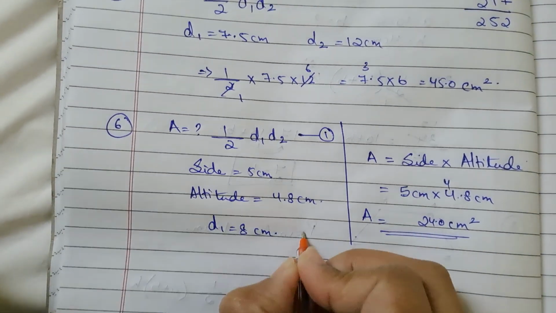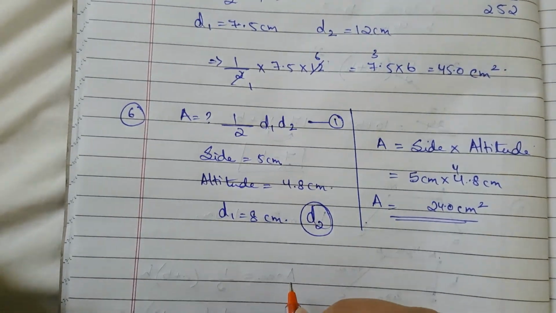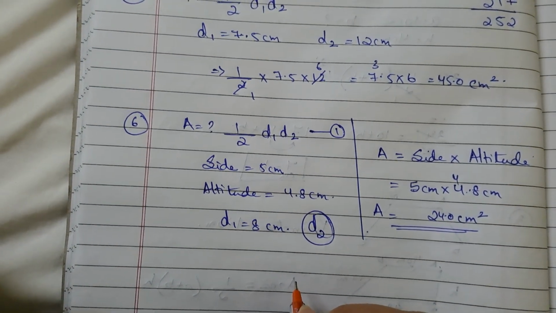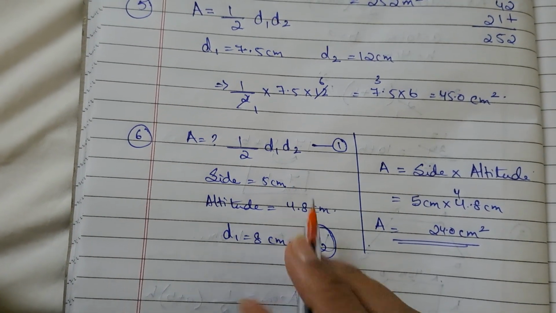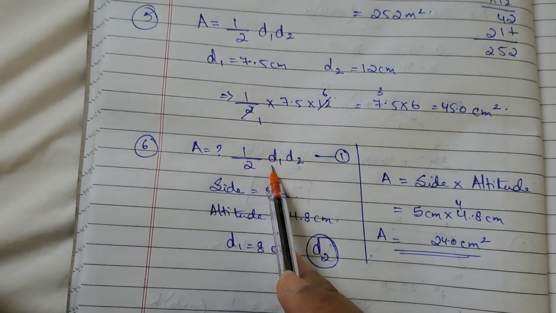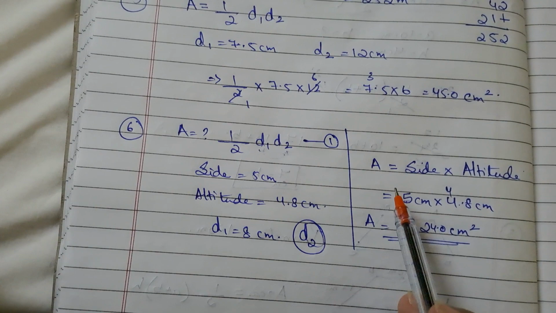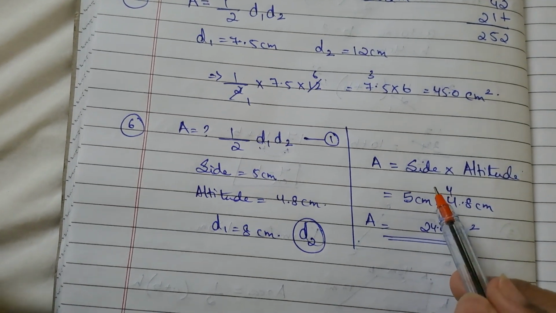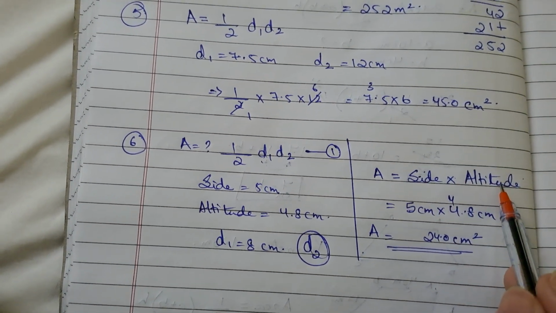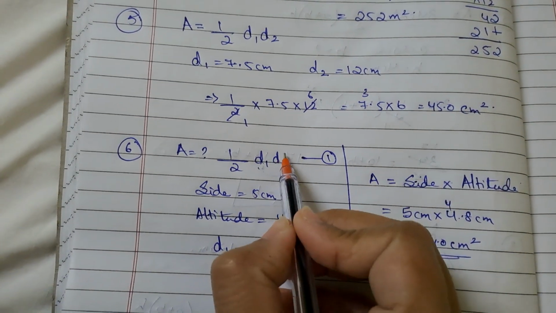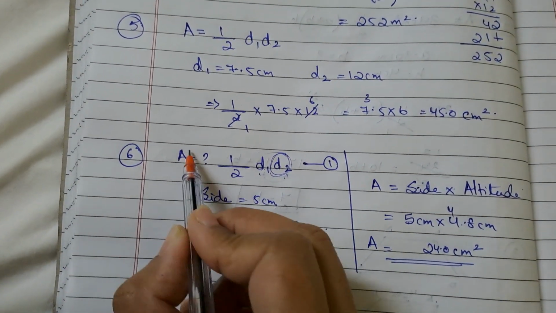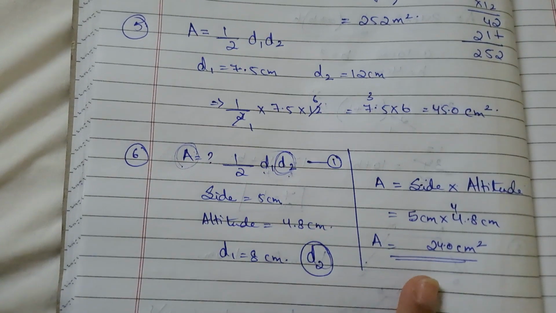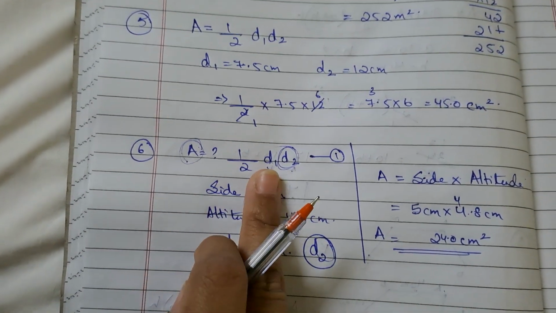I didn't get the d2, the other diagonal. I didn't get it still. So how do I find it now? There's no other formula for me. Area, I had this formula, but I had to use another one which was not taught to me in the examples, which is side into altitude. But still this d2 is unknown to me. But I know the area now, right? Since I know the area, I can just substitute it into this formula.